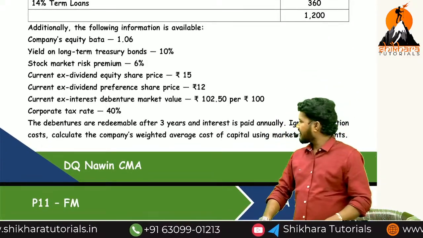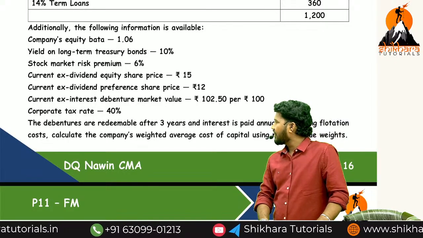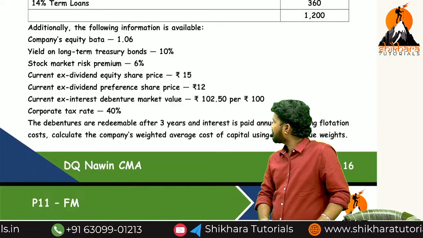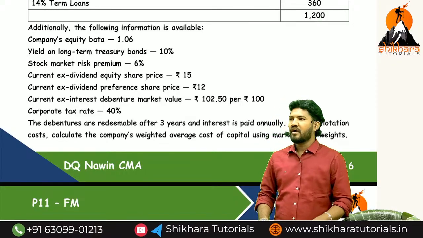The debentures are redeemable after 3 years and interest is paid annually. Ignore flotation cost. Calculate the company's weighted average cost of capital using market value weights. Do you want D1?